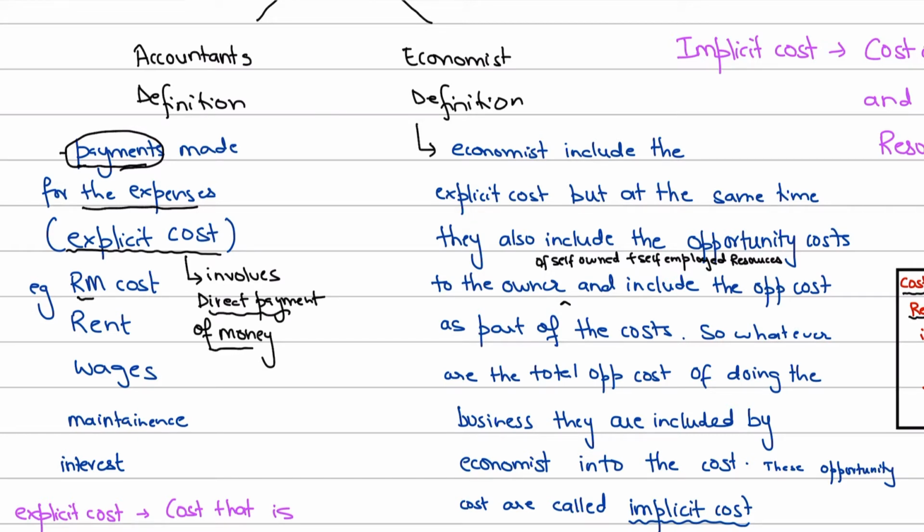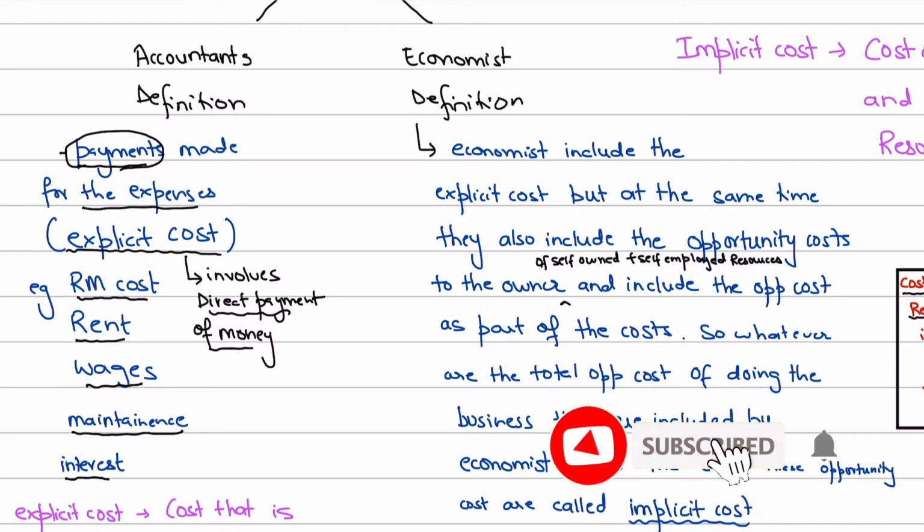For example, if you're buying raw materials, we are paying for raw material, that is raw material cost. Obviously we can see payment has been made for raw material. We are paying the rent, we are paying the wages, we are paying any interest on loans, we are paying maintenance expense, and so on and so forth. And there are various expenses that accountants consider as cost, and they incorporate it as part of the cost of producing the total output, right?